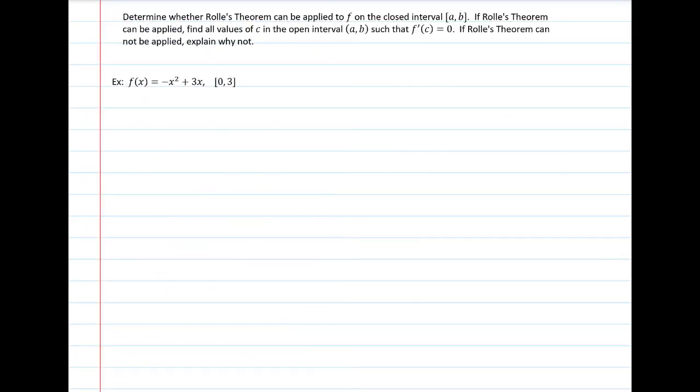Okay, so let's look at a quick application of Rolle's theorem. We have to determine whether Rolle's theorem can be applied to f on the closed interval a to b. If Rolle's theorem can be applied, find all the values of c in the open interval a to b such that the derivative of f at c is equal to 0. If Rolle's theorem cannot be applied, explain why not. Remember the conditions of Rolle's theorem. We have to make sure that they hold before we can use it.